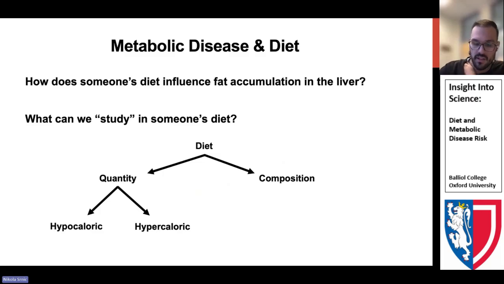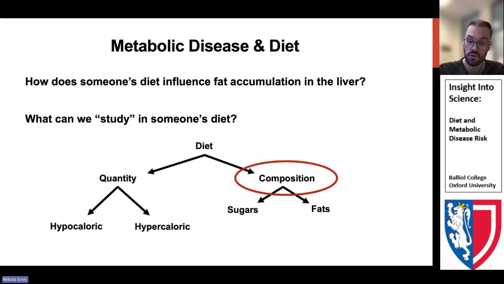So we discussed quantity on the left. We're going to now discuss composition. And as you guys earlier mentioned in the chat, we can break composition down into sugars and fats. And then I'm going to say we can break fats down further into saturated and unsaturated fats. And we're going to work through how these different macronutrient compositions affect liver fat accumulation next.